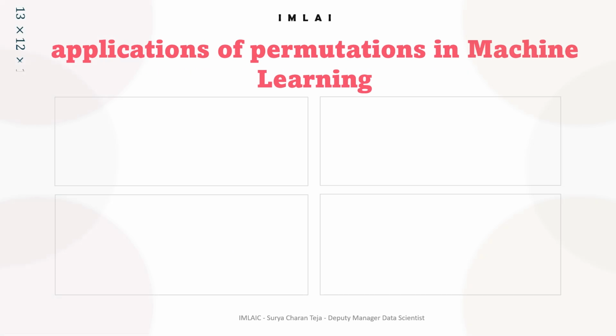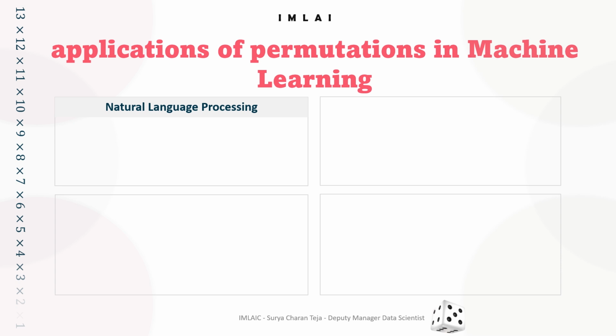So now let's look into the applications of permutations in machine learning. Permutations are a useful concept in machine learning, particularly in the fields of natural language processing, image processing, and recommendation systems. So here are some of the applications of permutations in machine learning. Let's begin with natural language processing.